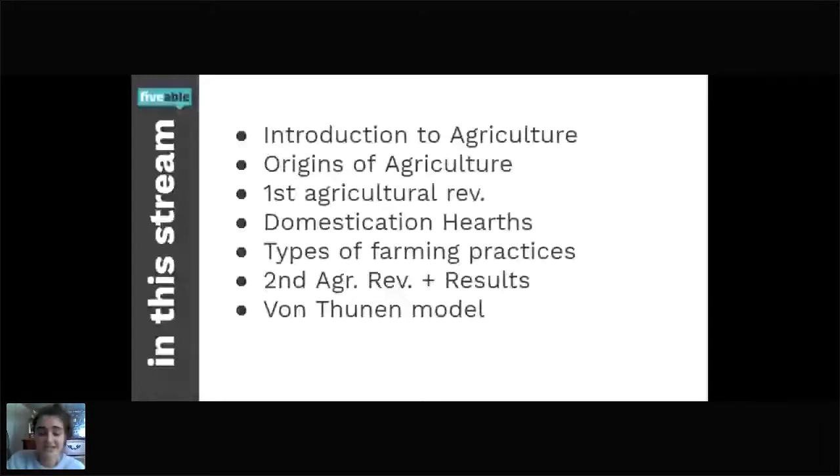So our agenda today: we're going to be introducing agriculture. What is agriculture? Its origins, the first agricultural revolution, the domestication hearths, the types of farming practices, and then the second agricultural revolution and the results it accomplished, and then finally the von Thünen model.